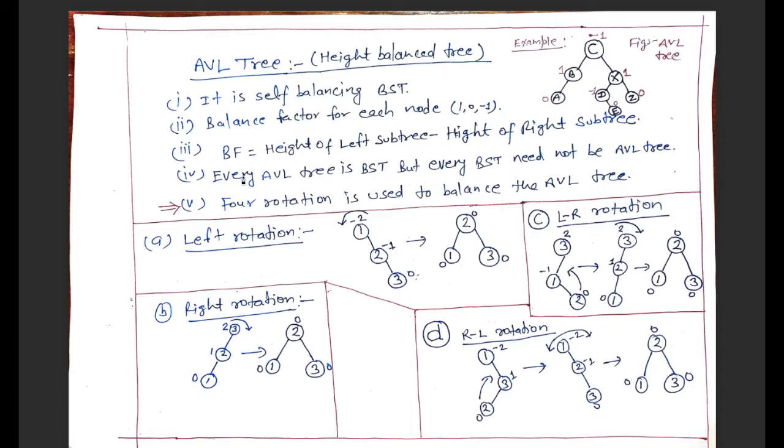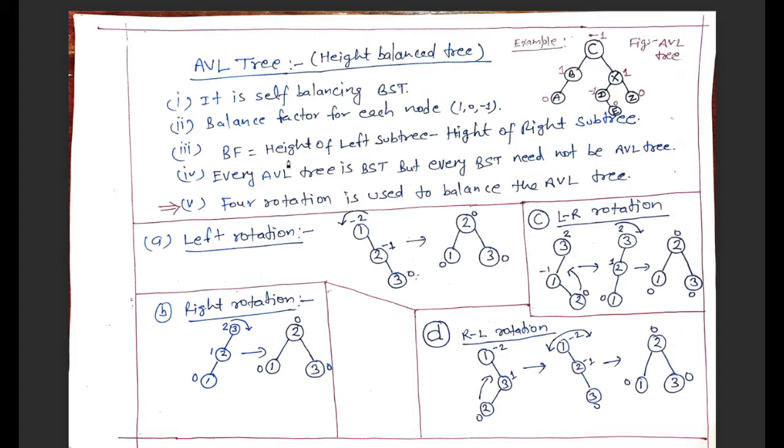Sorry, the fourth point is here: every AVL tree is a BST, but every BST need not be an AVL tree. It means all AVL trees are BSTs because they follow the property of the binary search tree, but every BST need not be an AVL tree. It is not compulsory that all BSTs will be AVL trees, right? So these points you have to remember.